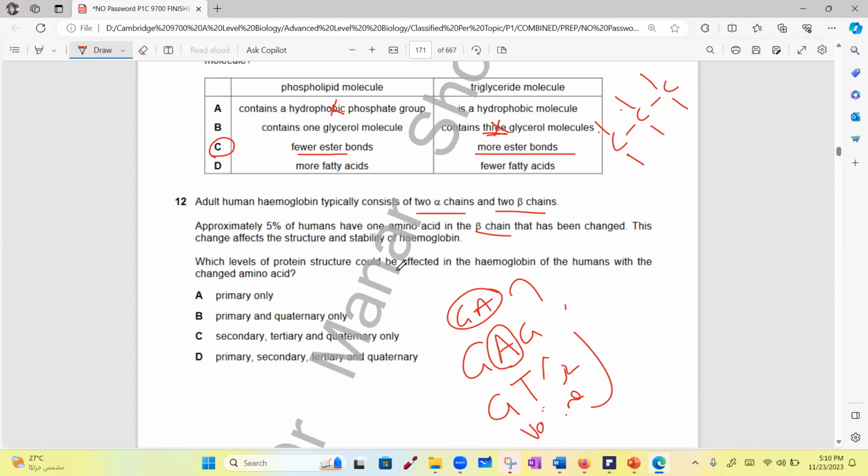Which levels of protein structure could be affected in the hemoglobin of the humans with the changed amino acid? This is also very easy. When we change 1 base, we will change 1 amino acid, and then the answer is D. If we change the primary structure, everything else will be affected. We will change the sequence. Therefore, we will change the amino acids made. We will change their R groups, their folding, their tertiary folding and their quaternary folding. Everything is affected. And we'll study this more when we study mutation.